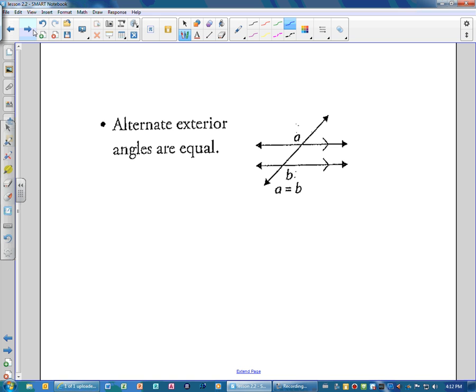Okay, your next picture. It says alternate exterior angles are equal. Alternate meaning on either side, exterior on the outside of the parallel lines. So we could say that angle A is the same as angle B. They're on either side of the transversal and they're on the outside, so they're also equal. I don't have a little letter to show you there to remember.